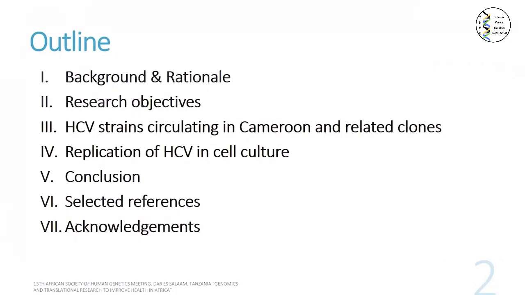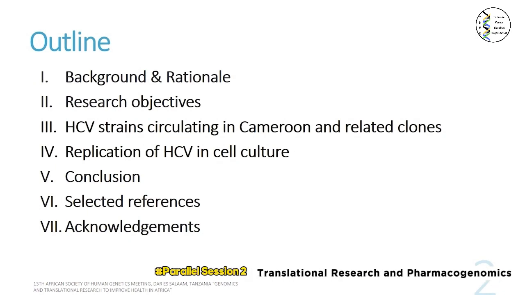The outline of this presentation is as follows. There will be a background introduction, and then the problem statement and the rationale. The research objectives will be looked at, the HCV strains that circulate in Cameroon and the related clones, the replication of HCV in cell culture, and we'll conclude, give the selected references, and acknowledge some people.